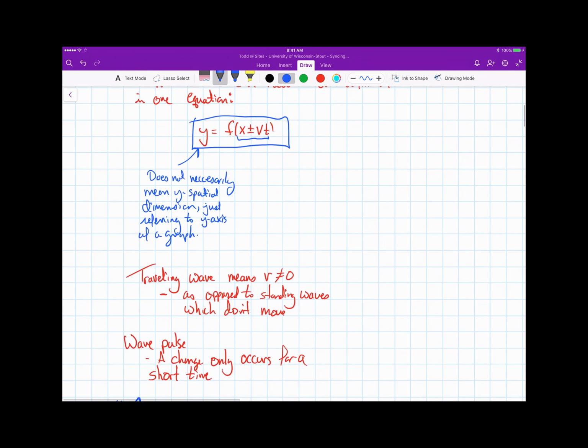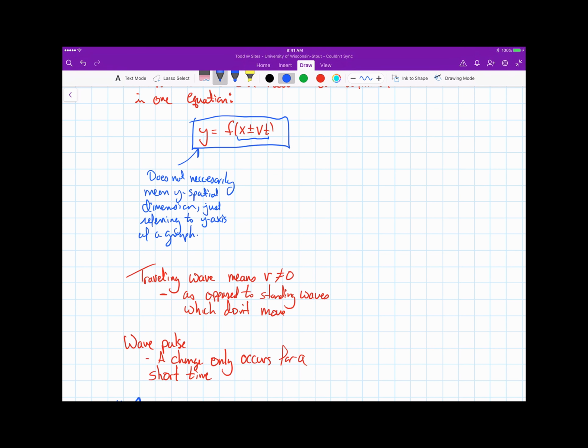So just a couple of terms. A traveling wave essentially is any wave where the velocity is not zero, and this is opposed to standing waves, which we'll come across a little bit later on. And then a wave pulse is essentially just a short burst, or a short finite time change in the properties. So this would be an example of a pulse where the time is finite.